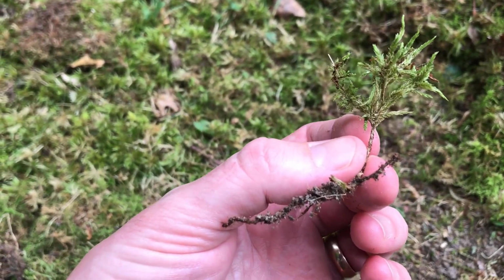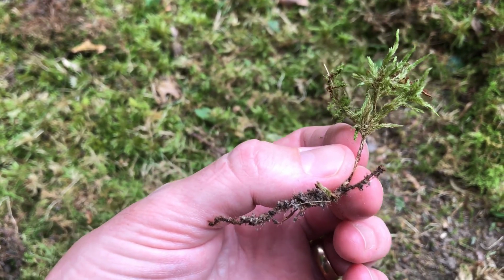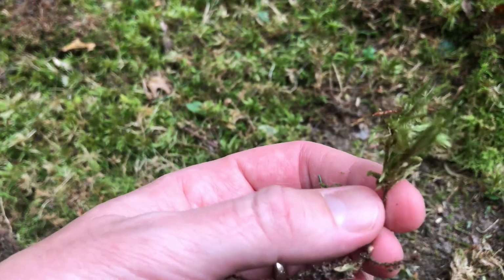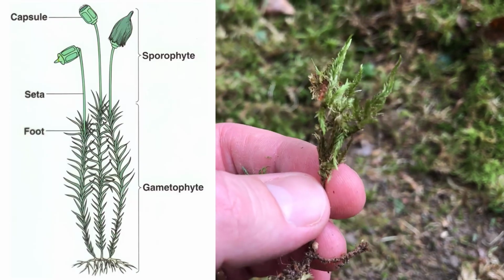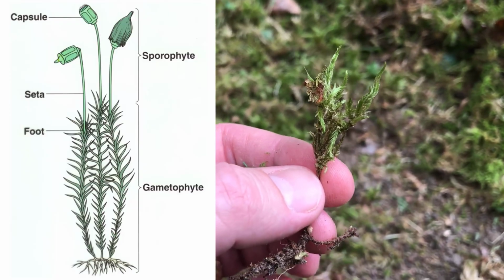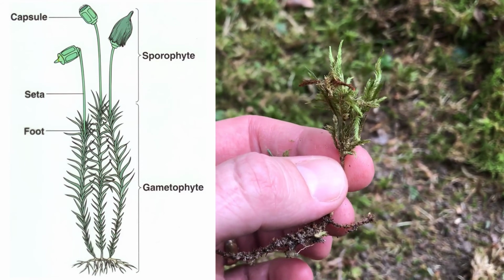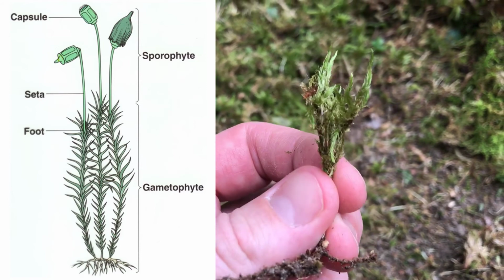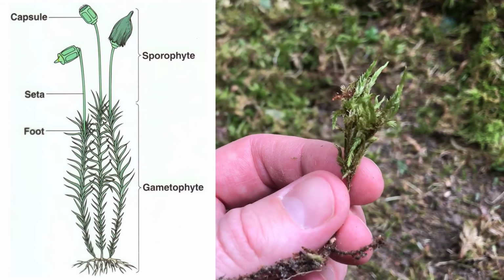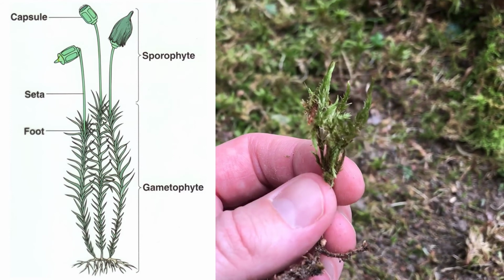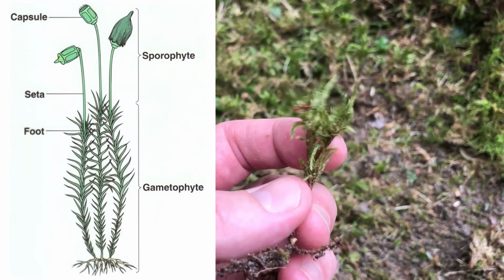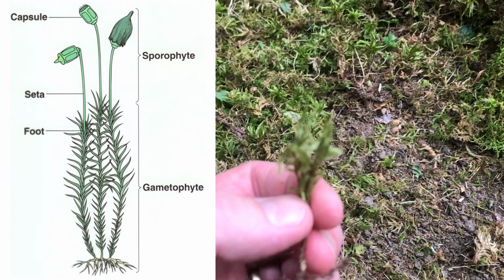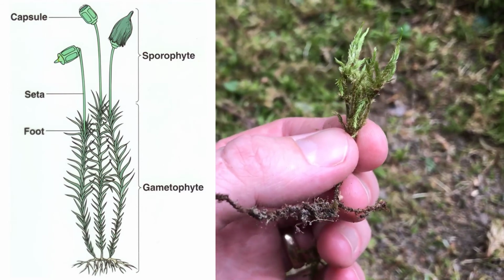At the bottom we see rhizoids, which are root-like and allow them to cling to surfaces. And then we have a gametophyte part of the plant here, this leafy green part. The gametophyte will produce gametes, male and female sex cells, and needs water for fertilization. And then coming out of it eventually will be the sporophyte phase that grows and releases spores.